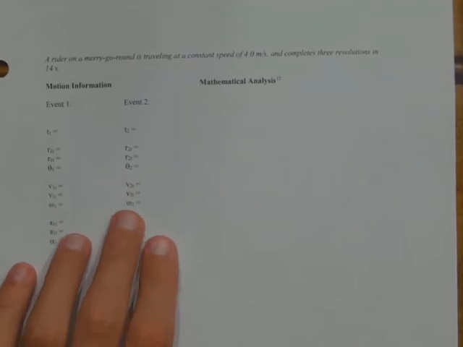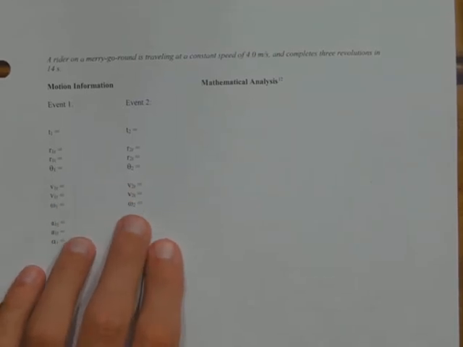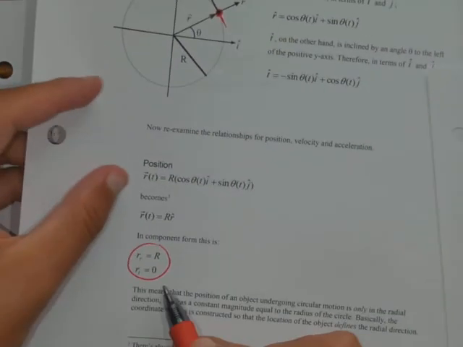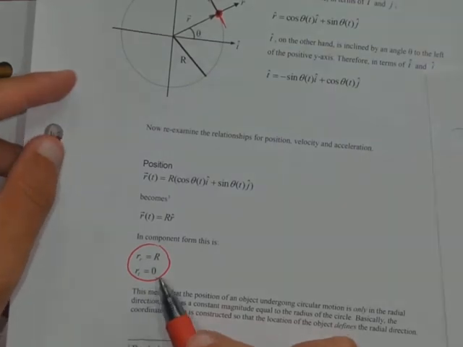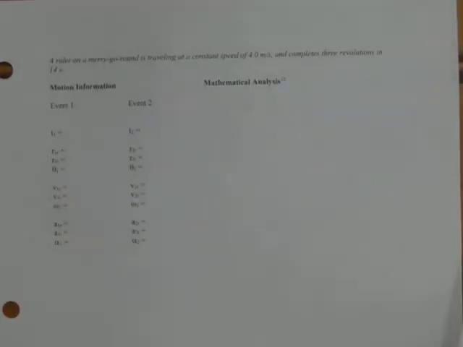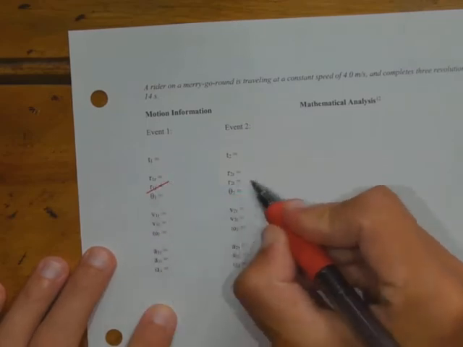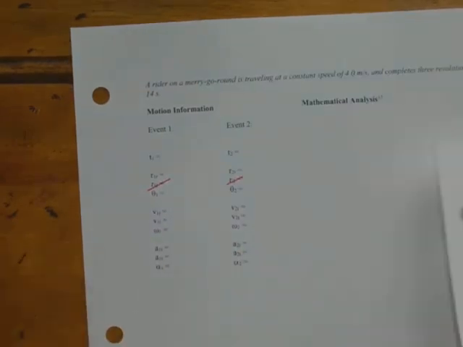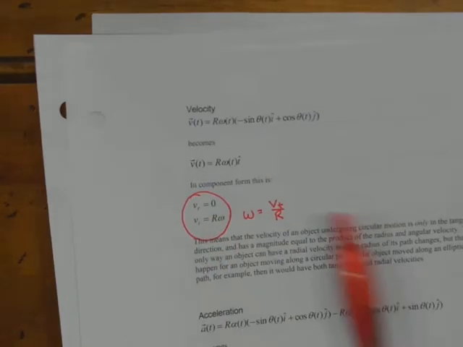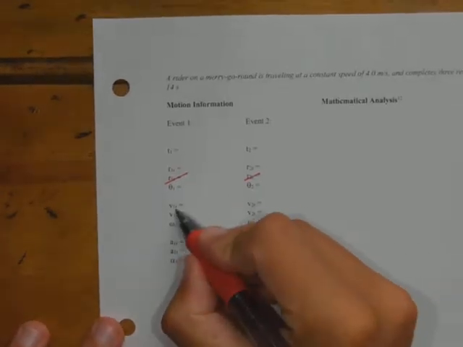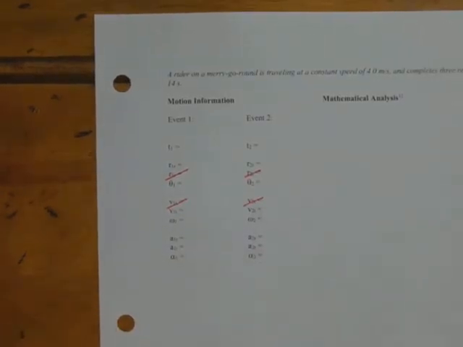So right away in our table, whenever we are given the radial and tangential components for position and velocity, I can cross out the tangential component for position because it's equal to 0. So just cross that right out. Tangential component is equal to 0. Radial component for velocity is always equal to 0. So cross that out as well. That makes things a little easier for us.